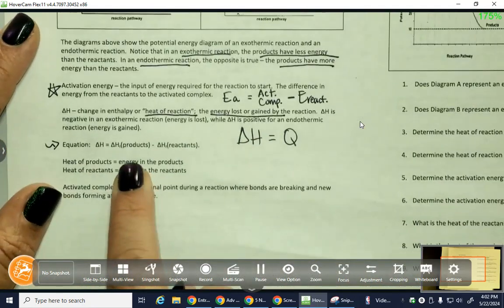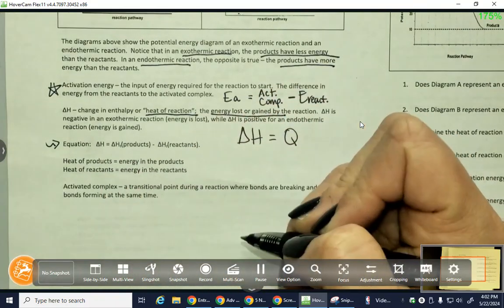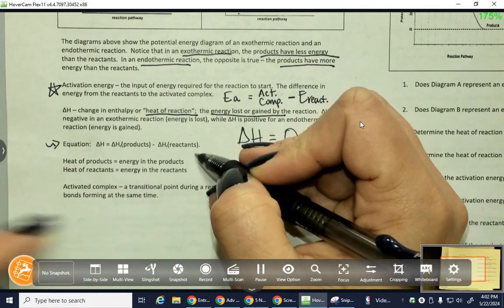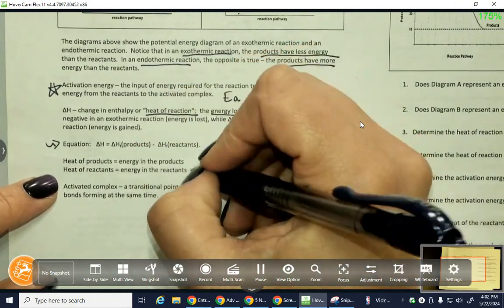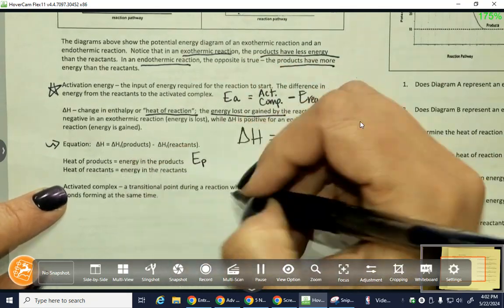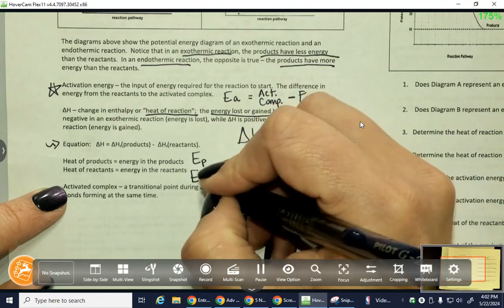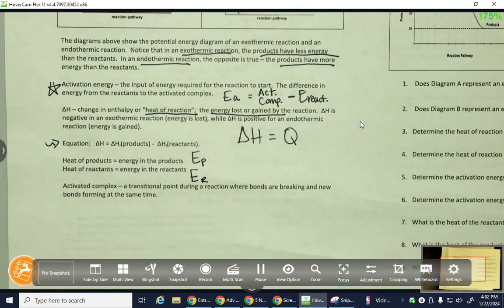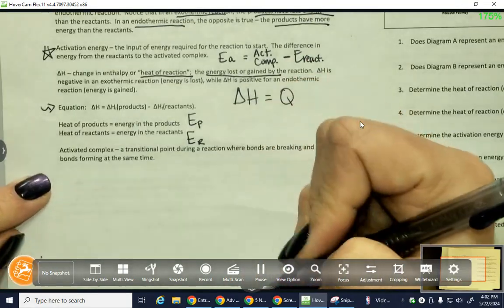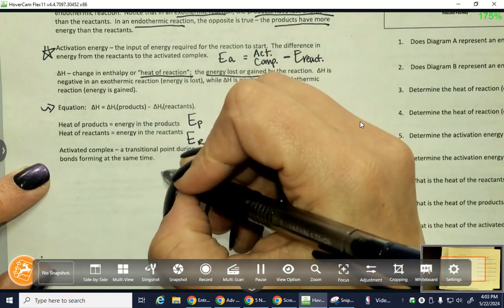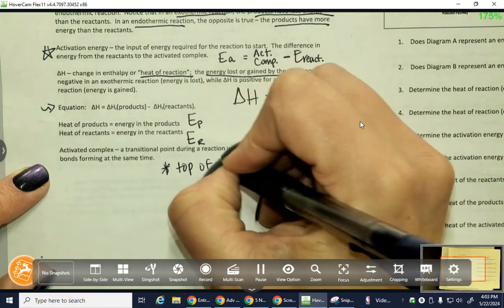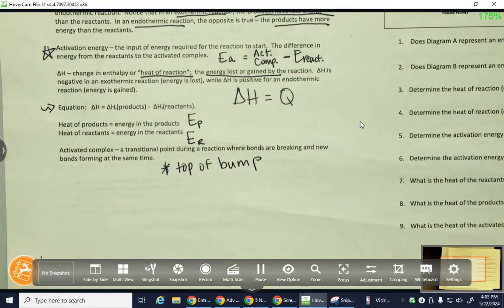All that you're doing, looking at a graph, you're going to take your products minus your reactants. Okay, products minus the reactants. Heat of the products means the energy in your products. So we usually put E with a little p. Heat of the reactants, we're going to have E with the reactants. Okay? Activated complex, the only thing I would put there is it's the top of the bump on that graph.